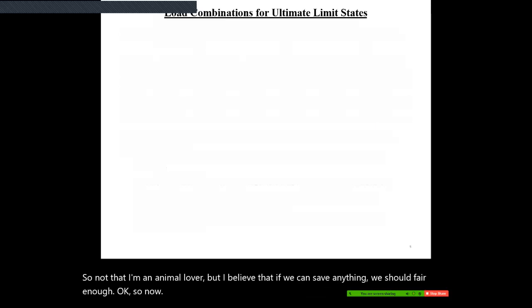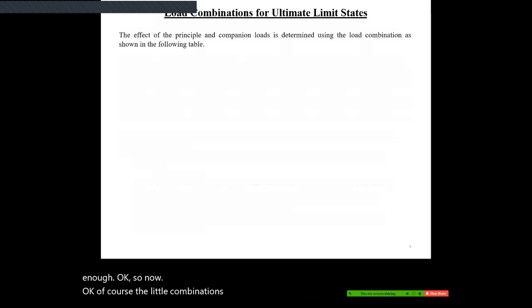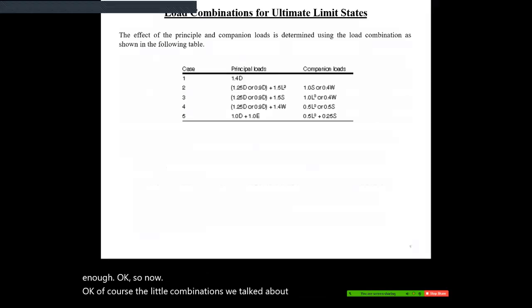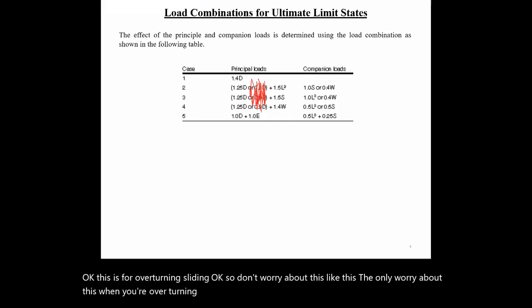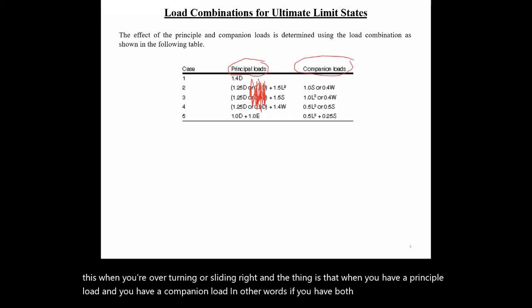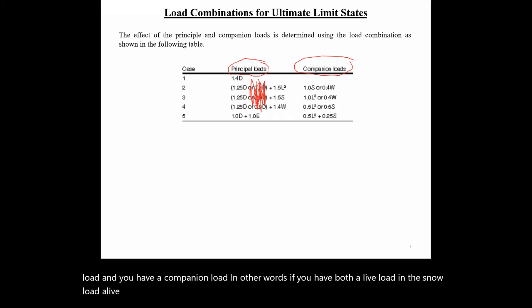Okay, of course, the load combinations, we talked about this. Like I said, this is for overturning and sliding, so don't worry about this. You only worry about this when you're overturning or sliding. And the thing is that when you have a principal load and a companion load, in other words, if you have both a live load and a snow load, a live load and a wind load, and so on, this is how you combine the two. And of course, we won't even talk about the earthquake load.